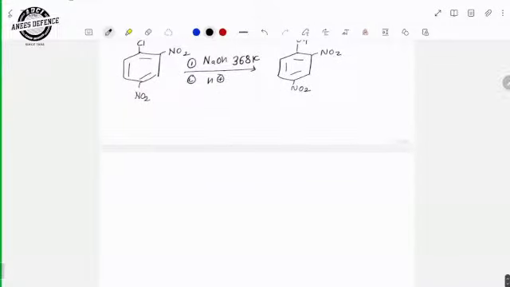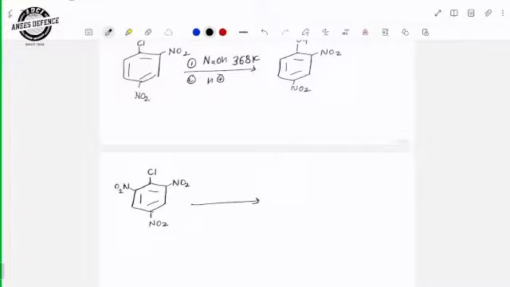What if I substitute a nitro at the second ortho position as well? The same thing will happen, but only the reagent changes. So here there is NO2. Here there are three nitro groups present at ortho and para positions, so it is making the benzene ring even more reactive.